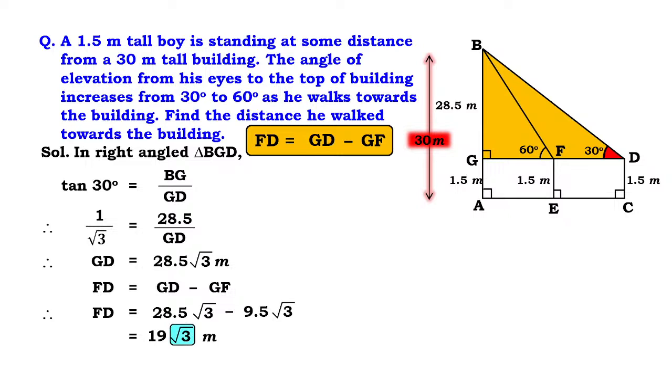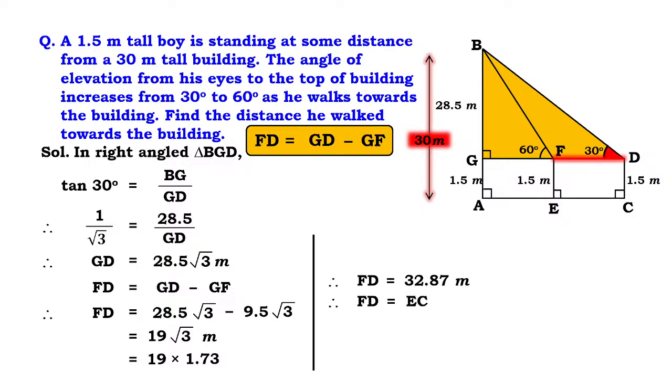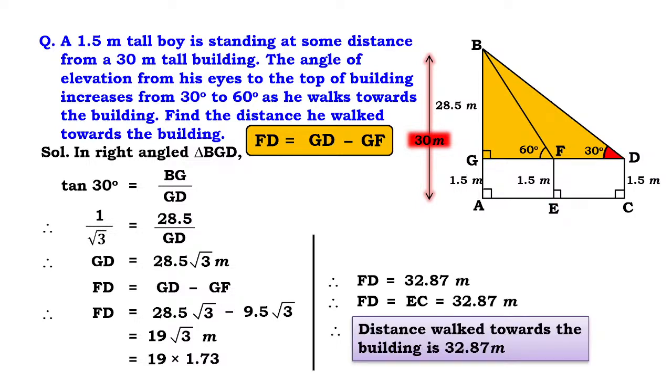How much will you get now? 19 root 3. Root 3 value you know it is 1.73. If you multiply, finally answer you get is 32.87 meter. So can I say FD is equal to EC? Yes or no? FD is equal to EC. So what is the distance covered by the boy? 32.87 meters. That is the length traveled by the boy.